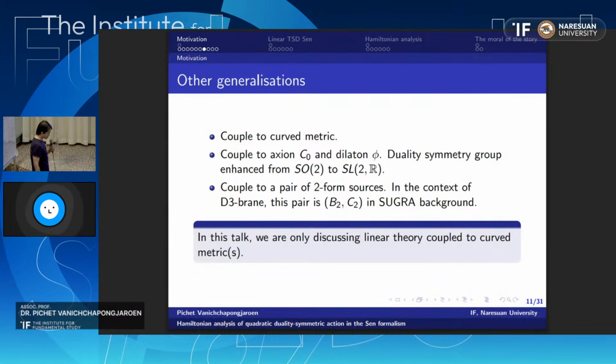We may do some other generalizations, for example coupling to a curved metric or to axion and dilaton. In this case, the duality symmetry group is enhanced from SO(2) to SL(2,R). We may also couple to two-form sources, which in the context of D3-branes are the Ramond-Ramond fields in a supergravity background. But we don't need to care about this much, because in this talk we are only going to discuss the linear theory coupled to curved metrics.